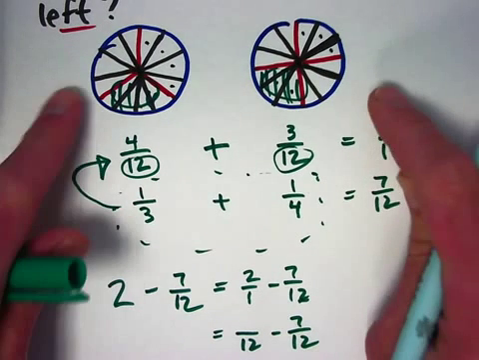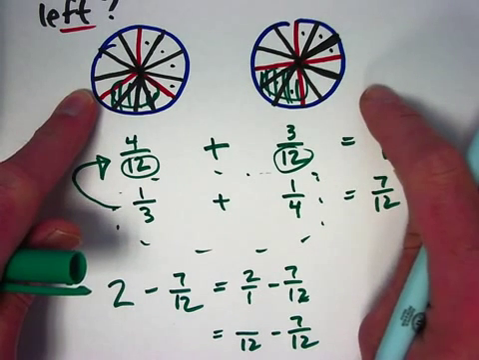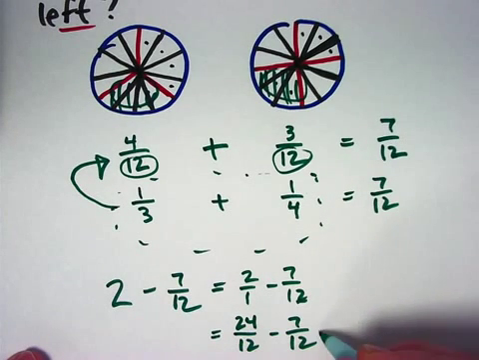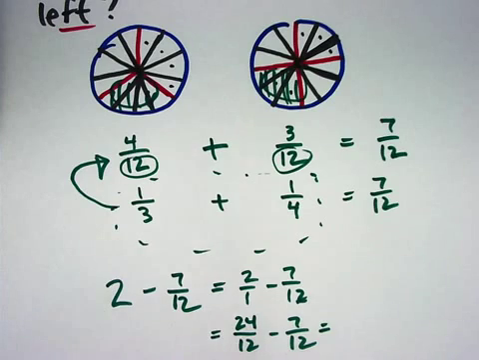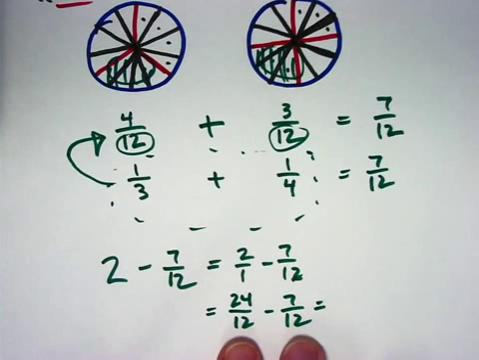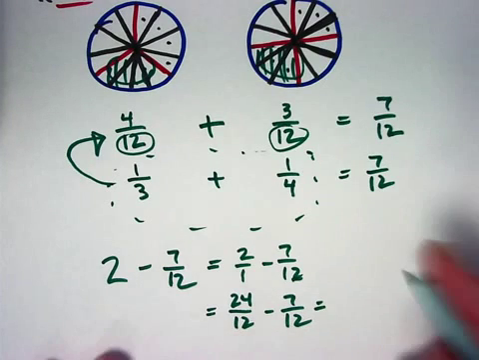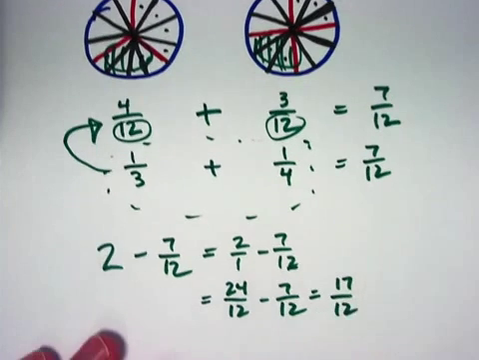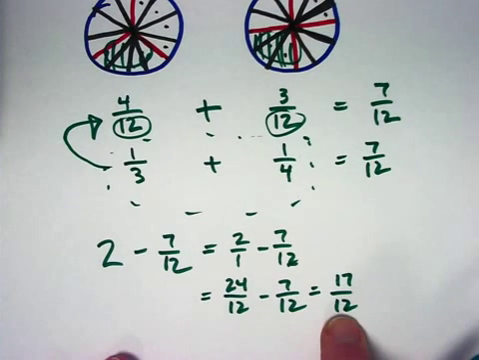When you split the pies up into 12 pieces each, you had 24 pieces total. 2 is the same as 24 over 12. When you subtract fractions with a common denominator like this, just like with the addition, you subtract the numerators. 24 minus 7 is 17, and keep the denominator the same.